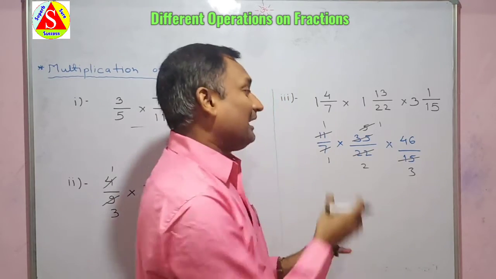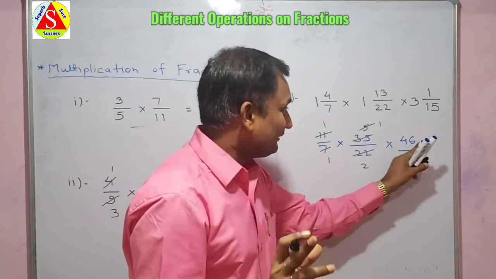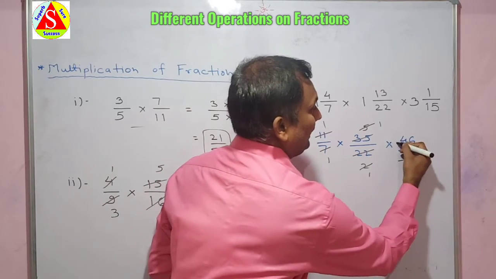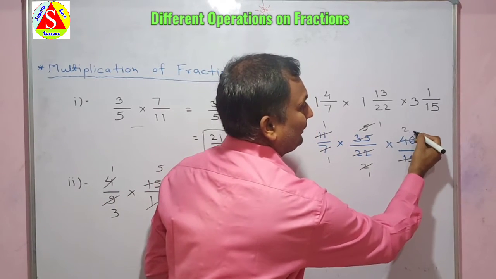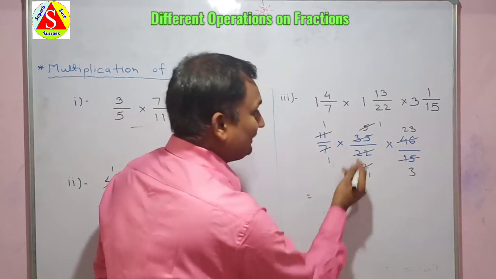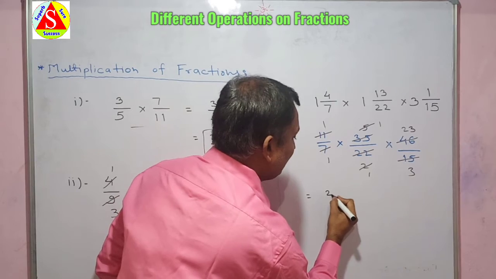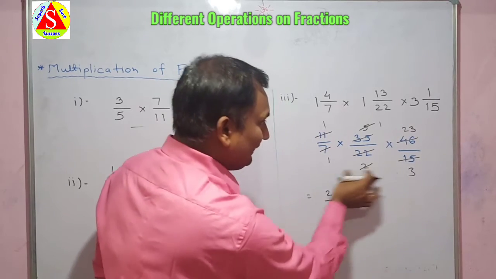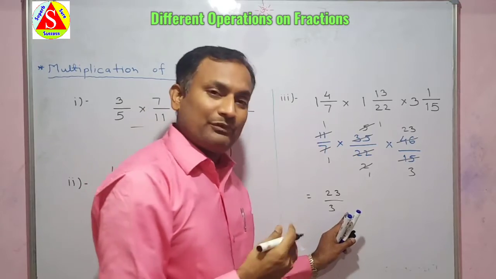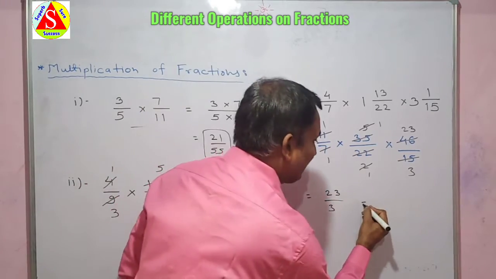Now again we can cut that 46 by 2. So here 2 1s are 2 and here 2 2s are 4 and 2 3s are 6. So we will have 23. So dear students, here in the numerator we will have 23 and in the denominator we will have 3. So we can convert it into mixed fraction form.